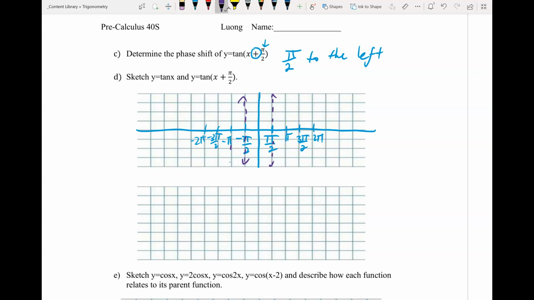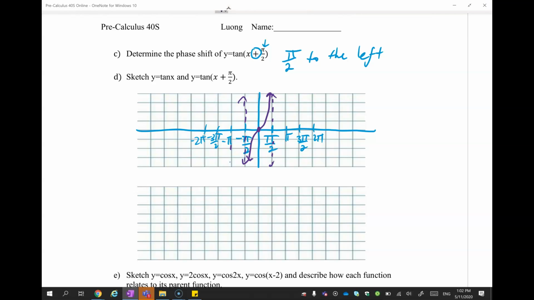And then we're going to have a point at 0, 0, and it's an increasing function. So on the left-hand side, we're going to go towards negative infinity. Right-hand side, we're going to go towards infinity. That's one period of it. You could also draw another one.